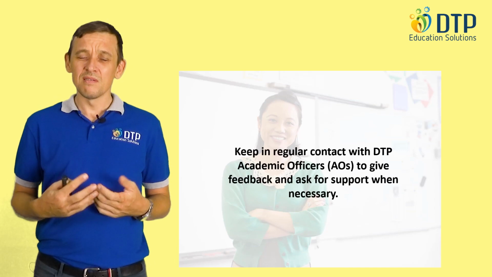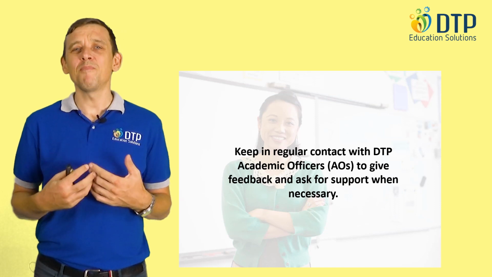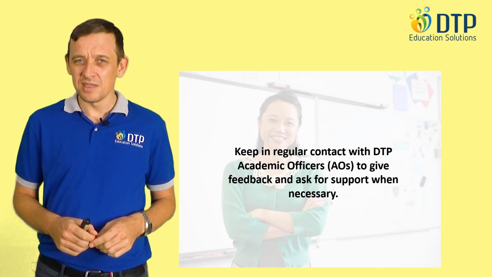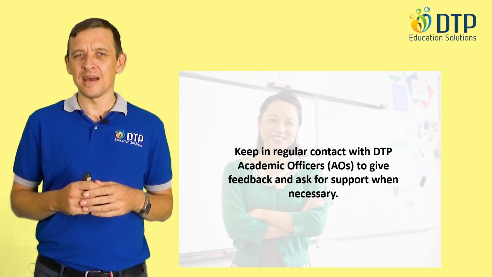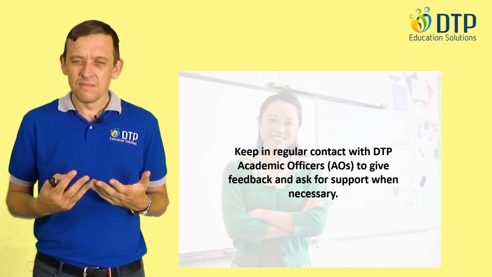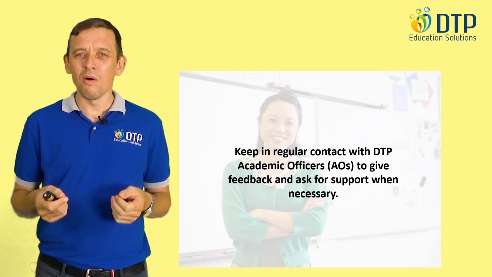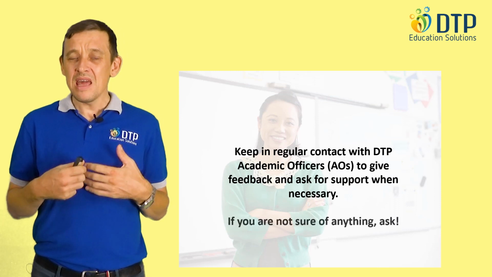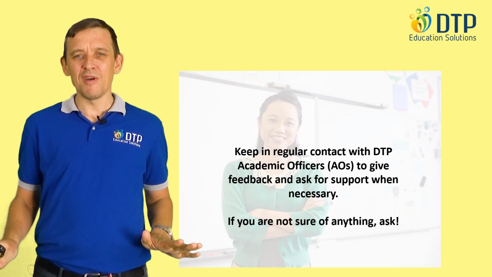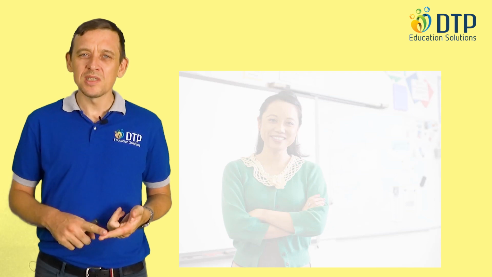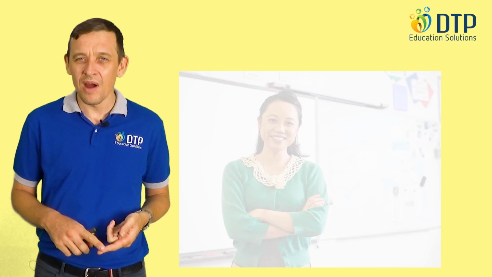The first thing you must do is keep in regular contact with DTP Academic Officers, or AOs as they're called. Give them feedback on your classes. Ask for support when necessary. If you're not sure of anything, please ask. It's important to have a good relationship with your AO and keep in regular communication.